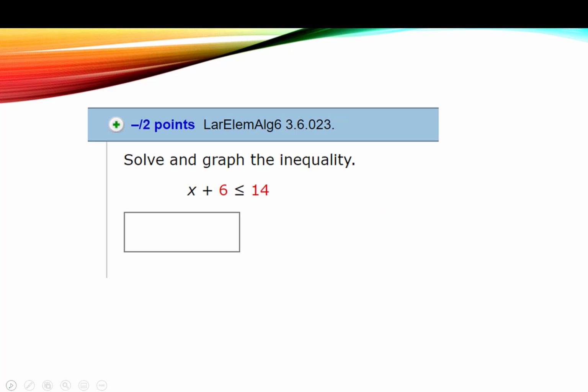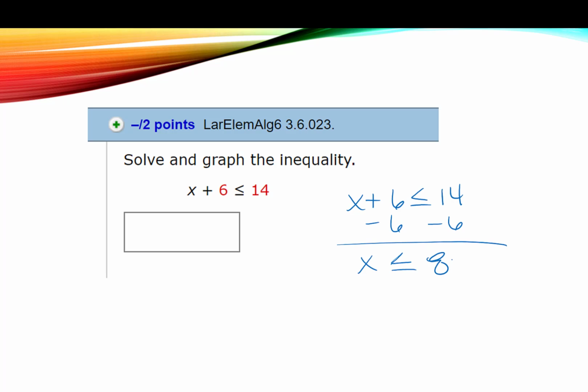This question says solve and graph the inequality. We're actually going to solve inequalities exactly the same way that we solve linear equations. I'm going to rewrite it over here to the side. To solve for x, subtract 16 from both sides. So x is less than or equal to 8. So that's what you would type into the box. And now I'm going to show you exactly how to graph this expression on WebAssign.